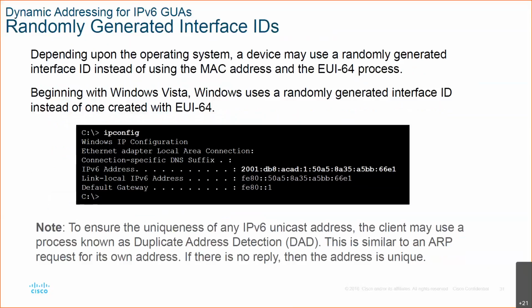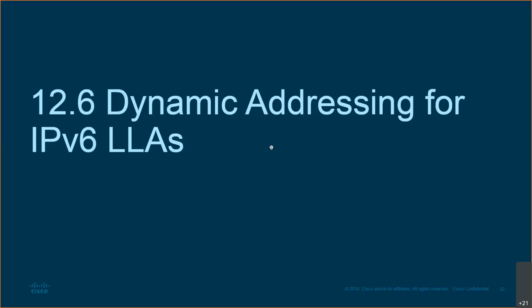And you can type ipconfig as I showed you earlier to see what is your IP version 6 global unicast address, what is your link local address, and so on. If you're using a Windows PC, they usually follow EUI64. That means they take the MAC address and generate your IP version 6 address from it.